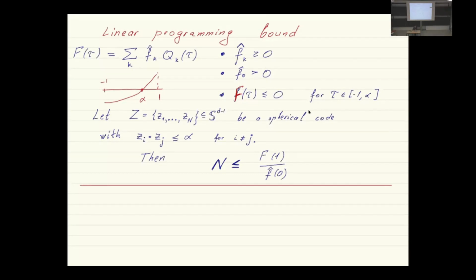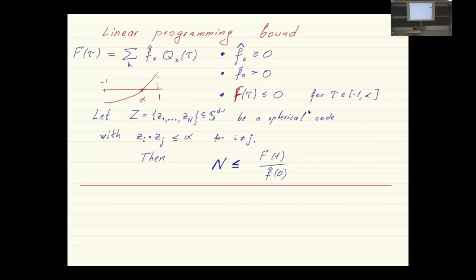Then assume you have a spherical code of size n with separation alpha. Here I measure separation not in the Euclidean distance, but in the inner product. That means that the inner product between any two distinct points is less than or equal to alpha. Then the number of points in this spherical code is bounded above by F(1) divided by the zeroth Gegenbauer coefficient. So this gives an immediate upper bound on the size of the spherical code, provided that you can find such a function.